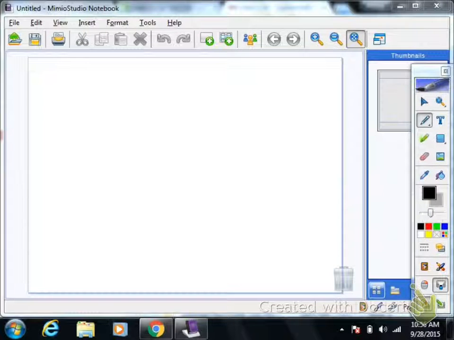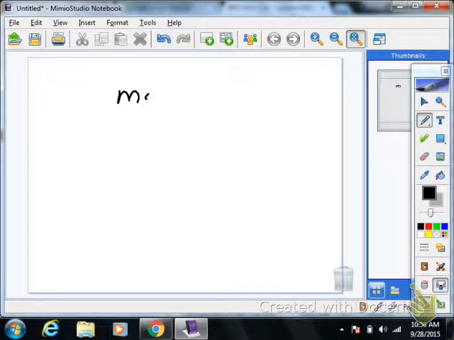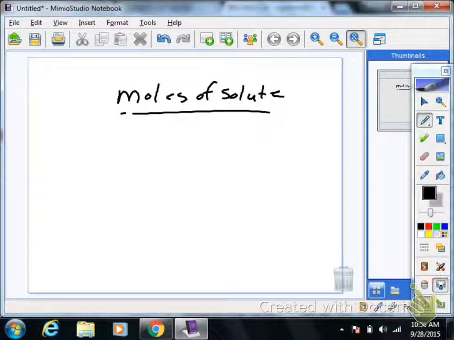So the first thing we'll talk about is this thing called molarity. Does anybody know the formula for molarity? Moles over liters. So moles of solute over the liters of the solution. We can't have milliliters when we do this. We've got to convert everything to liters. And that is what we know as molarity.